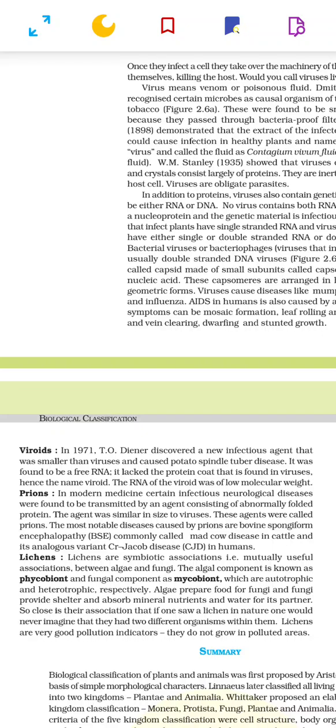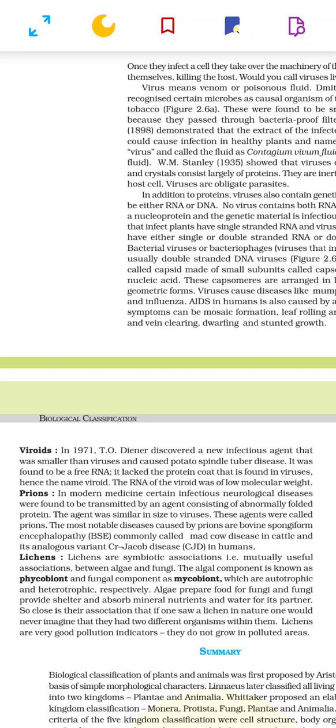Prions. In modern medicine, certain infectious neurological diseases were found to be transmitted by an agent consisting of abnormally folded protein. This agent was similar in size to viruses. These agents were called prions. The most notable disease caused by prions is bovine spongiform encephalopathy, commonly called mad cow disease in cattle, and its analog variant is Creutzfeldt-Jakob disease, CJD, in humans.